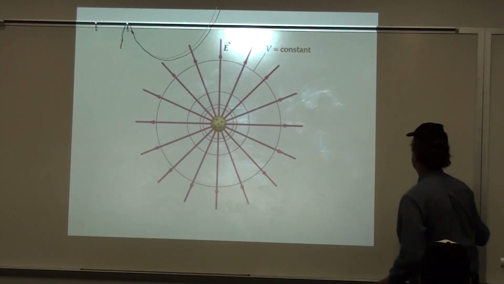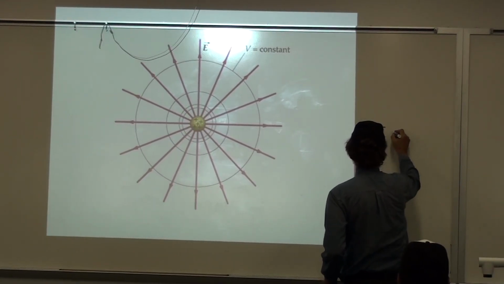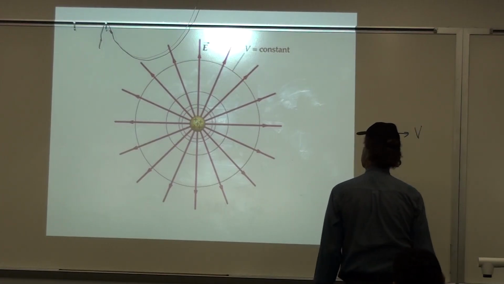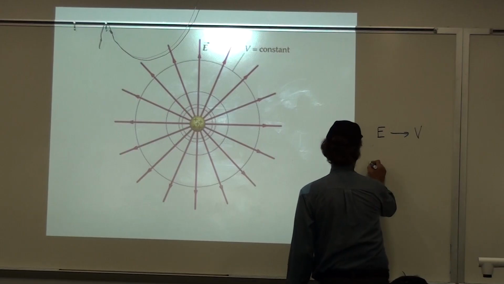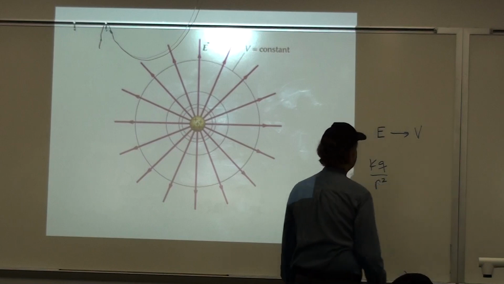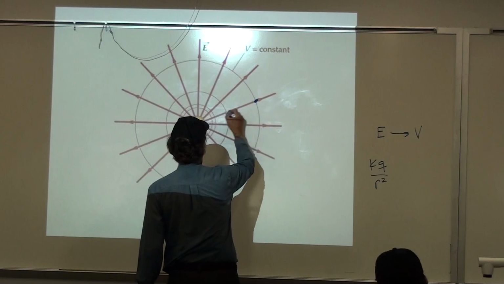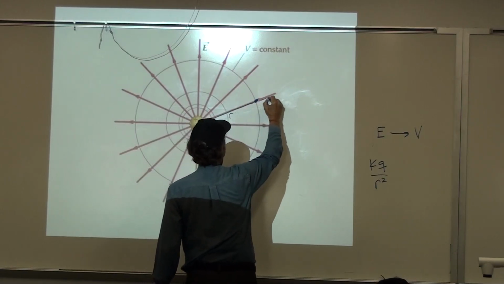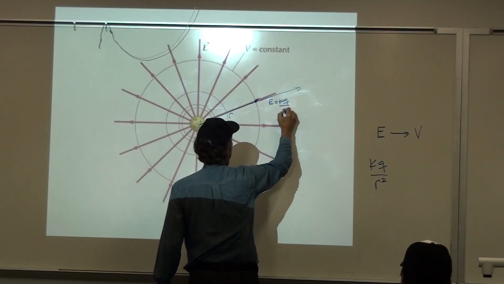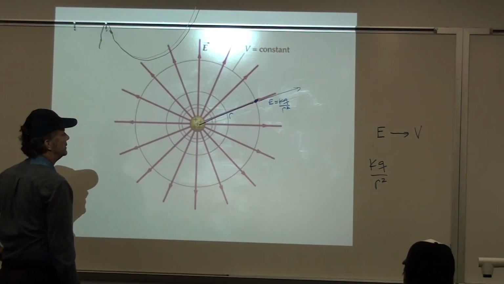We saw before that the electric field is related to the voltage, so there's a relationship between them. The electric field for a point charge is kq over r squared. Let's say we're here, this distance is r, then the electric field at that point would be kq over r squared. But could we also think about a voltage at that point?